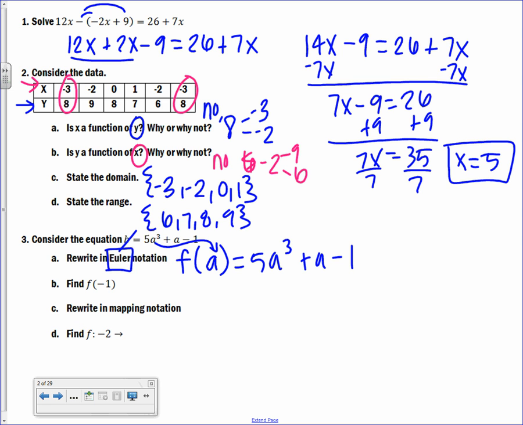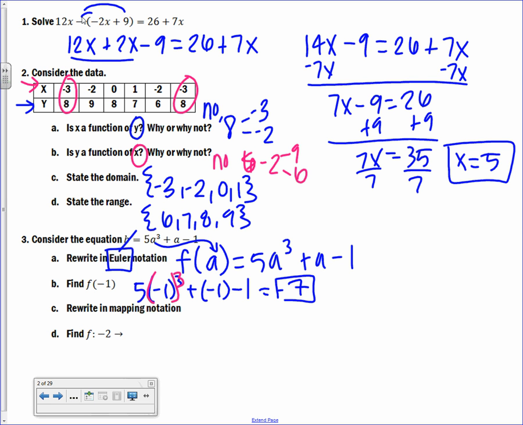So it should be easy to look at part B, find f of negative 1. That just means I plug in negative 1 for all of my a's. So 5 times negative 1 to the third plus negative 1 minus 1 should give me a negative 7. Just watch your negatives here. Okay, make sure that anytime you do a negative number to any power, the negative is in parentheses and the power is on the outside. Okay, make sure you're getting that right. That'll be helpful on the exam.